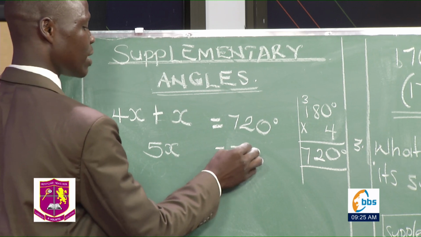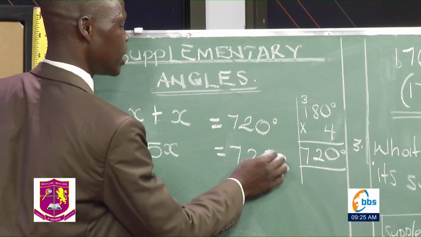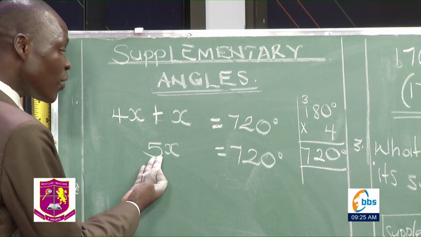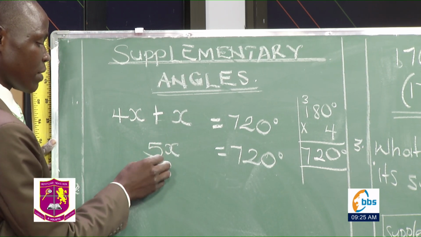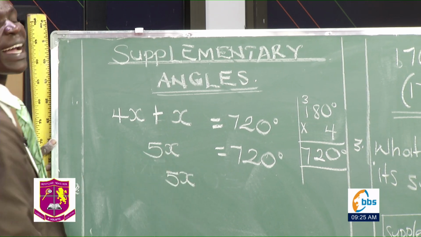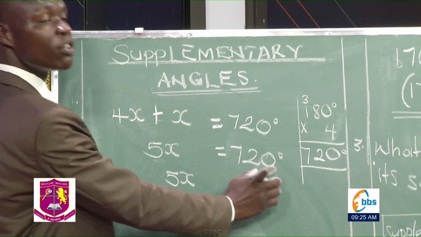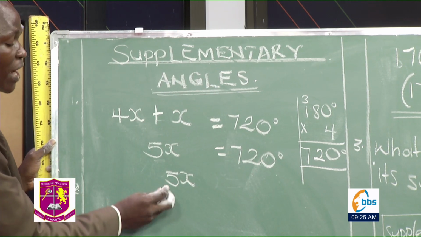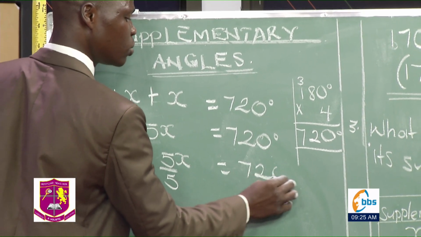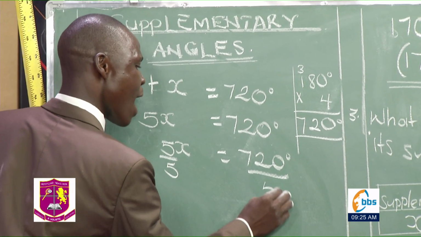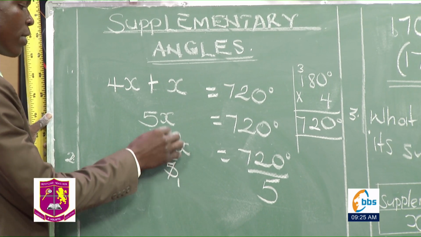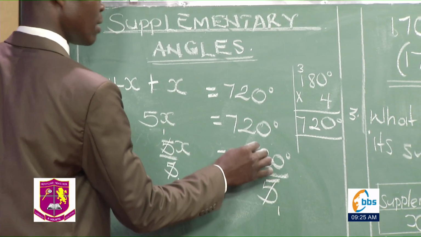which gives us 720 degrees. So we shall need to divide both sides by the coefficient, and that is a 5. So divide both sides by 5 to get the value of x alone. 5x equals 720. What if 1x? So we shall divide both sides by 5, which is equal to 720 degrees. Divide it also by 5. By 5 once, by 5 once.